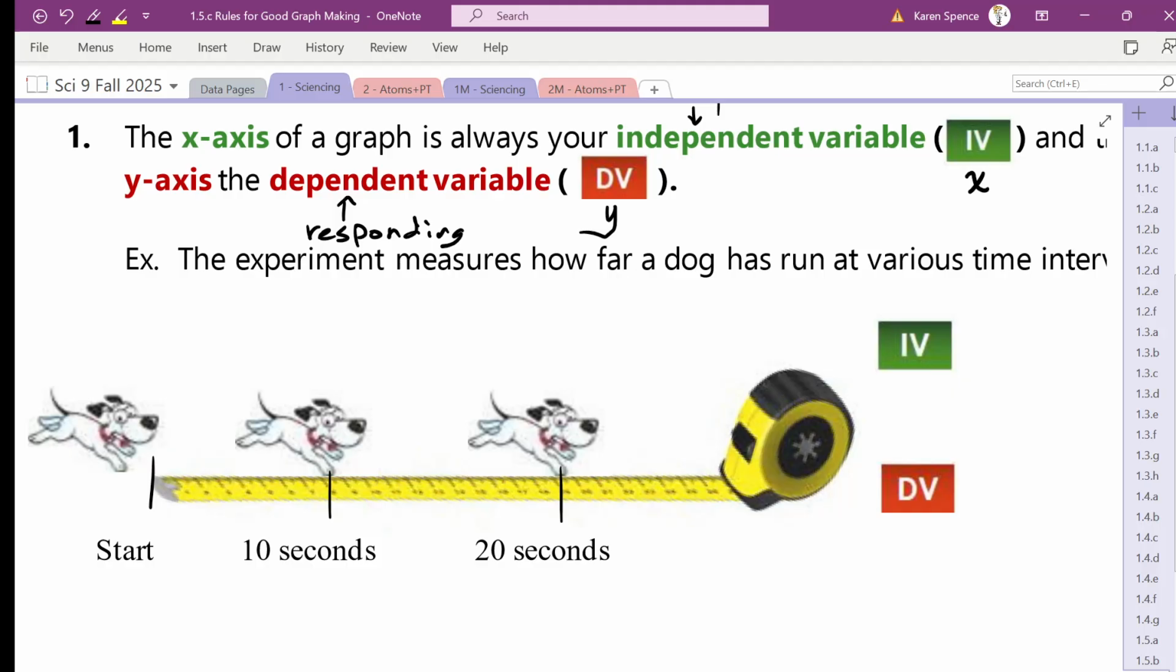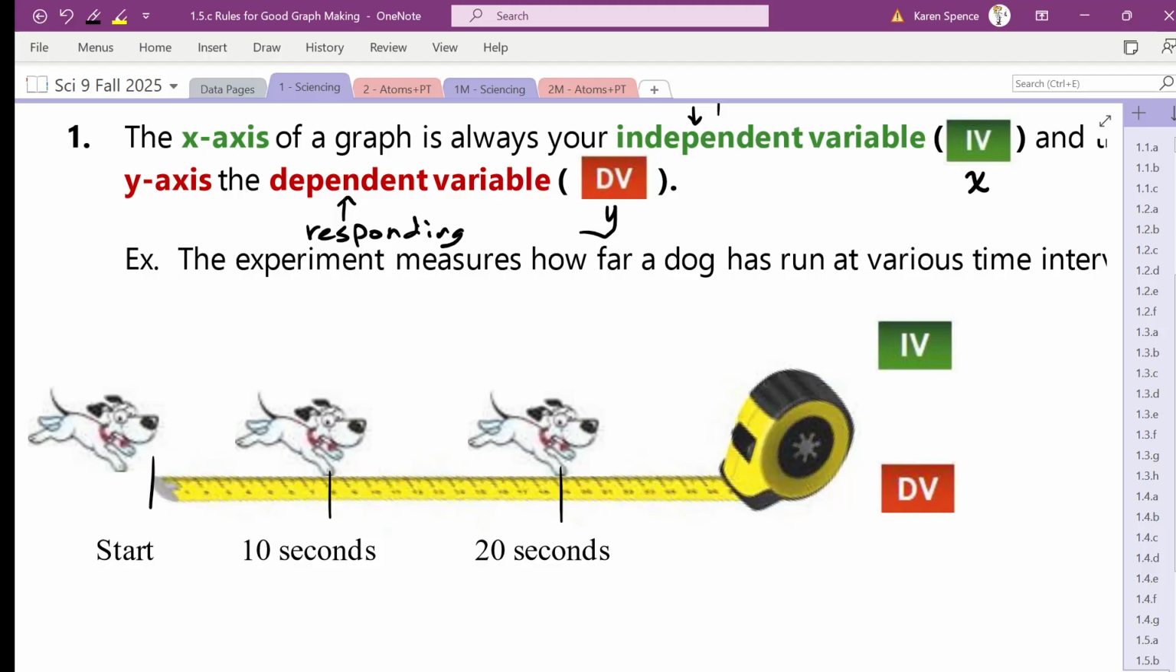The time, that's right. Yeah, it's the time. Because you change the time to see how far the dog can get. What I understood is that you have the measuring tape, and then you put a 10-second timer and see how far they go. And then you do a 20-second. So then the end would be how far they go.